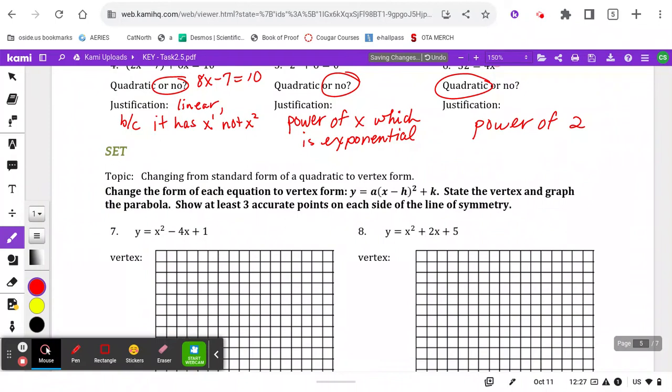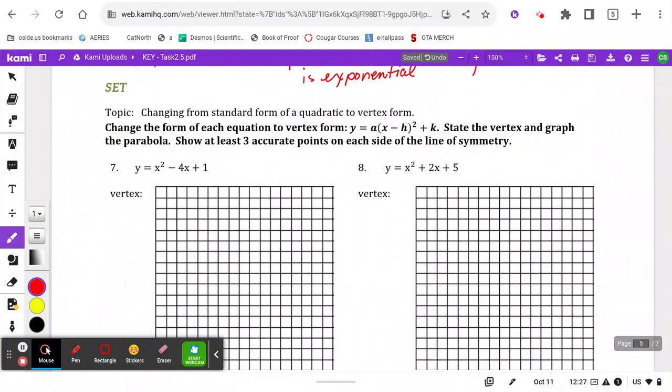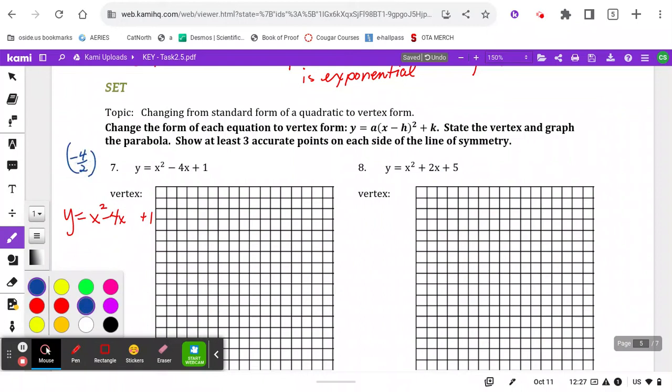How'd you do? All right, next we need to do some work on these so that we can change them into vertex form, making it easy to graph. So step 1 is bump that 1 over, making space. Step 2 is the B work. Half of negative 4 squared is negative 2 squared. Negative 2 squared is 4.